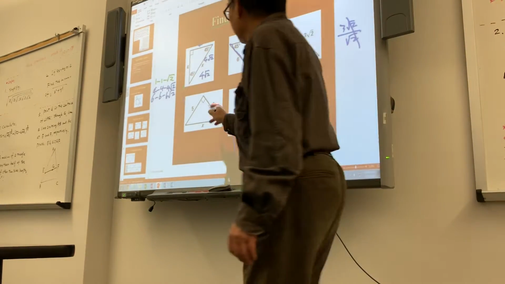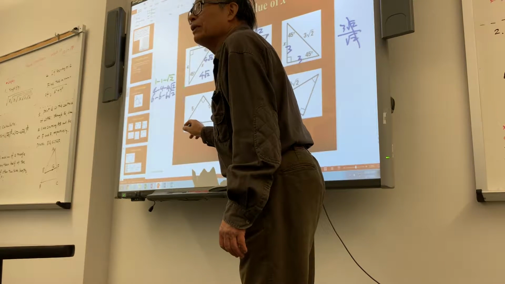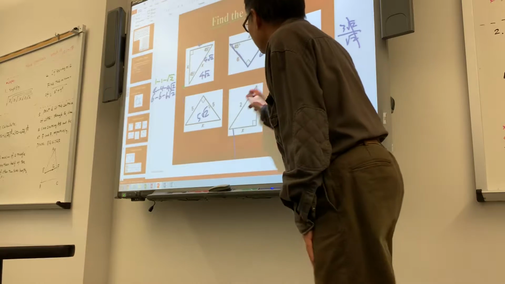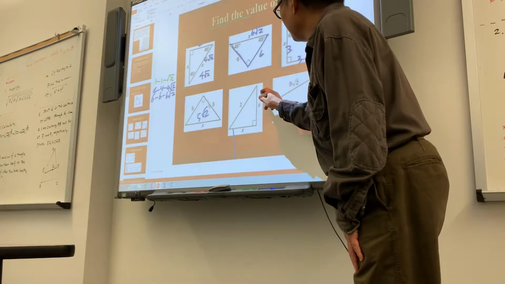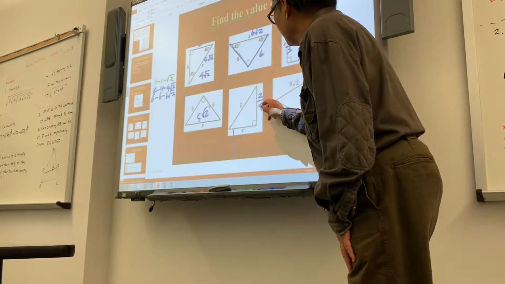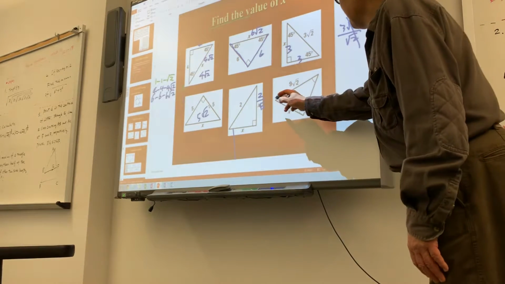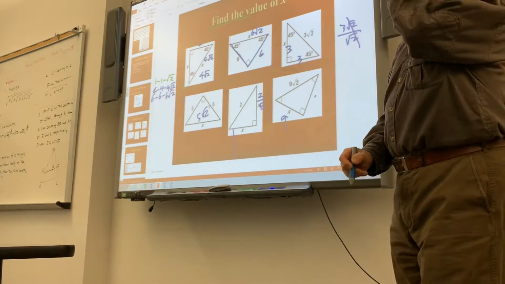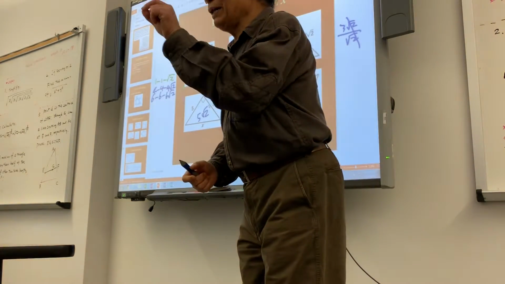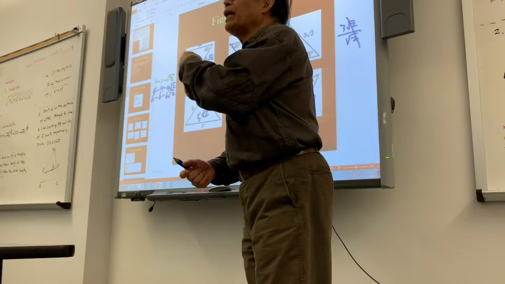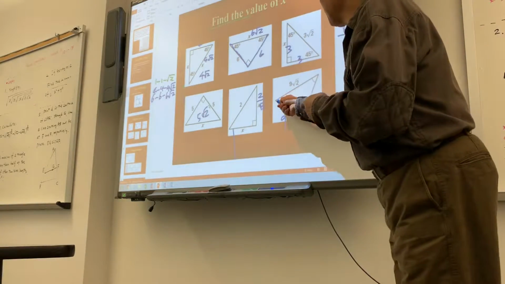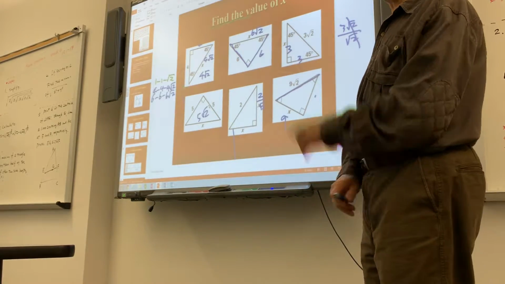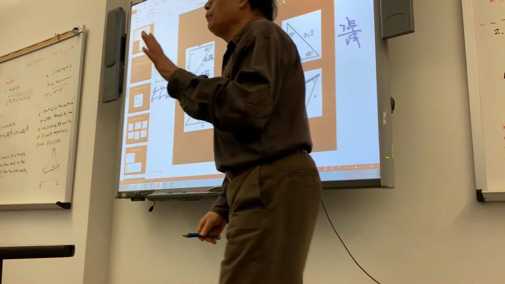Now, this is 5, this is 5, this is what? 5 square root of 2. This side is 2. This side should be what? 2 over square root of 2. This is 9 square root of 2. This side should be what? So, if you know the leg, times square root of 2 gets the hypotenuse. If you know the hypotenuse, divided by square root of 2 gets the leg. Is that clear? The rule is quite simple.